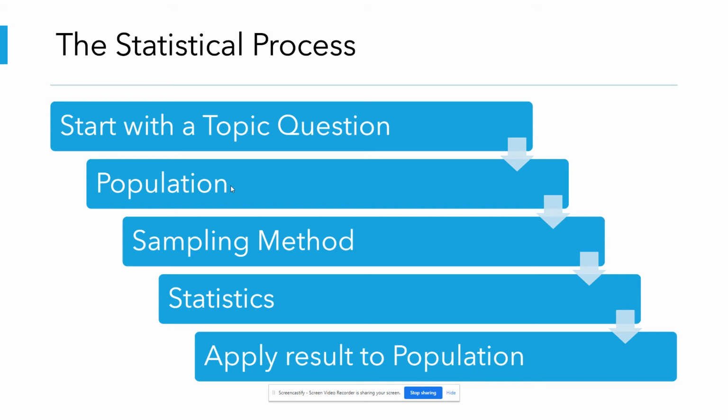All right, sampling method. That's what I was talking about. How am I going to sample that population? How am I going to decide who I'm going to survey, if I was going to do a survey? And then we take our statistics. That's where we do all the fun math and we actually apply it. And there are all these great programs out there that'll actually do the statistics for us. And then, depending on what our topic question was, we may end up applying that result to the population.